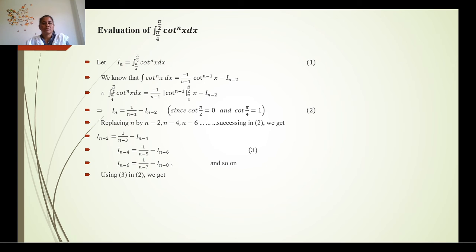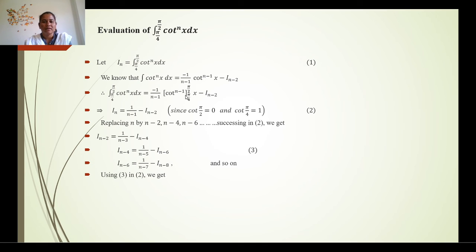So next is the evaluation of the integral with the limits pi by 4 to pi by 2 of cot to the power of nx dx, similar to tan x. In the LHS we represent it as I_n in equation 1, but we already know the integral of cot to the power of nx dx. This is the required formula. For this formula we have to apply the limits. Lower limit is pi by 4, upper limit is pi by 2.